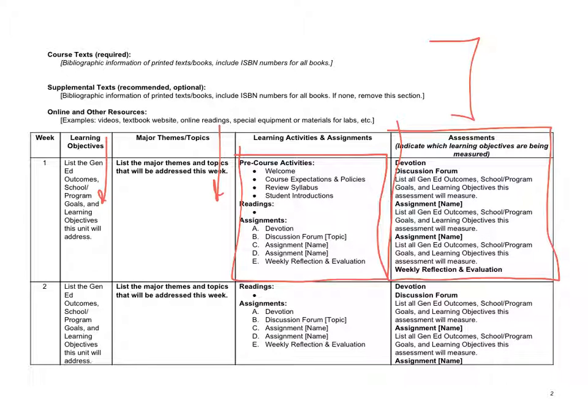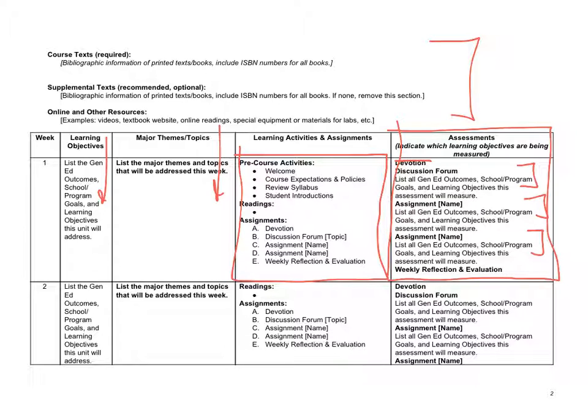This one we built had devotions. You may not have devotions. You may have inspirational thoughts. You may have some kind of other weekly activity to get people going, but you don't necessarily have to have that at all anyway. Then you have discussion forums, assignments, whatever those happen to be. You can list those out and then indicate under those which goals and objectives they link to.